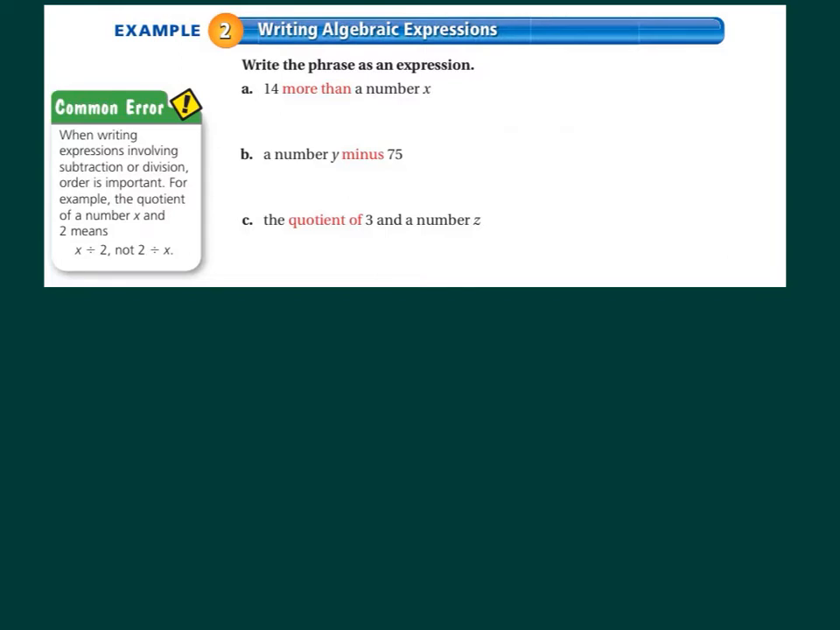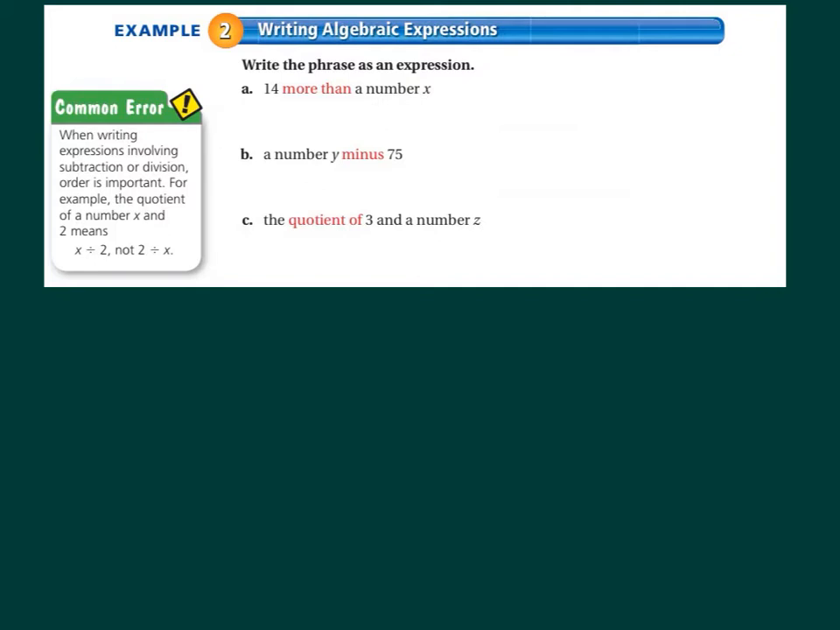First of all, a common error. It says when writing expressions involving subtraction or division, order is important. For example, the quotient of a number x and 2 means x divided by 2, not 2 divided by x. And those will give you two very different answers. For example, if you let x equal 6, 6 divided by 2 is 3. But 2 divided by 6 is not 3, that's 1/3. So we have to make sure that we pay attention to the order.